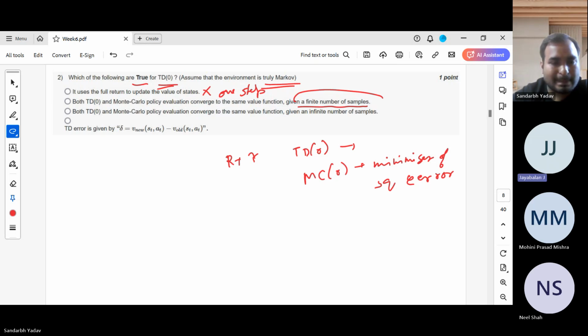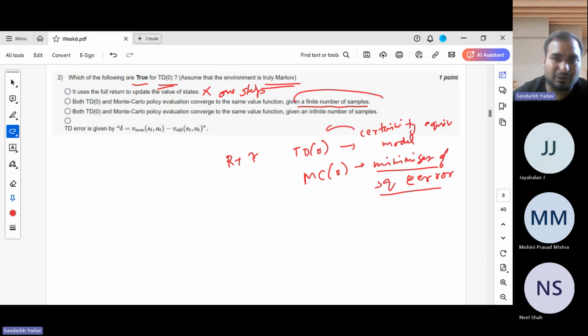Monte Carlo requires an infinite number of samples, sir. Even with a finite number of samples, Monte Carlo will converge to the minimizer of squared error. Because if you give a finite number of samples, then on the basis of those samples, whatever squared error there is, it will converge to that. And if you give infinite, then you can calculate in the limit what the squared error is, and it will converge to that. But TD0 converges to something called certainty equivalence. There is a model in OR theory called the certainty equivalence model.